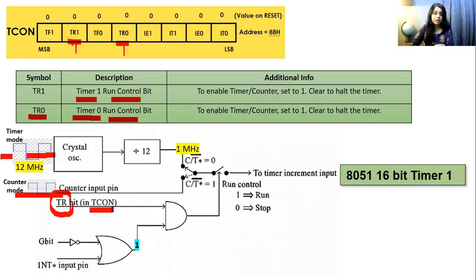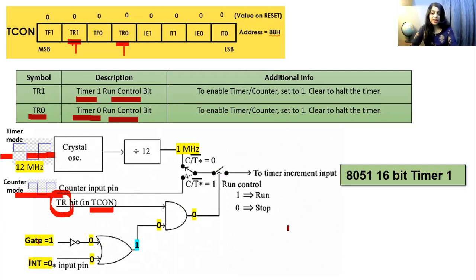Here it is written in the TCON register. This is the gate bit and this is the interrupt bit. Let's assume that we are doing it for timer 0. What happens if gate is 1 and INT is 0? There is a NOT gate, so this becomes 0 and INT is 0. Both inputs of the OR gate are 0, so the output becomes 0 and 0 goes to the AND gate. If any input of the AND gate is 0, the output will be 0, and hence it will stop the timer. It will not allow it to start.